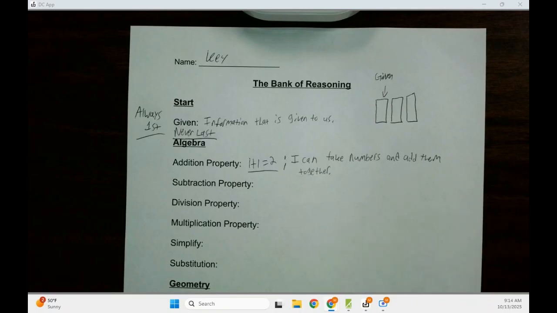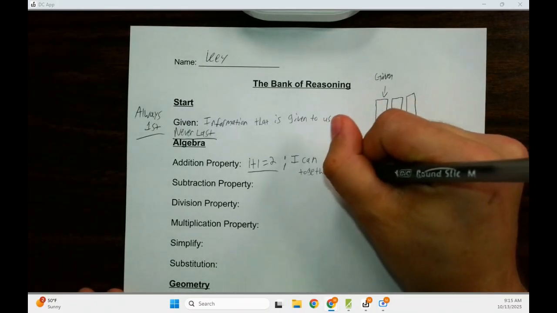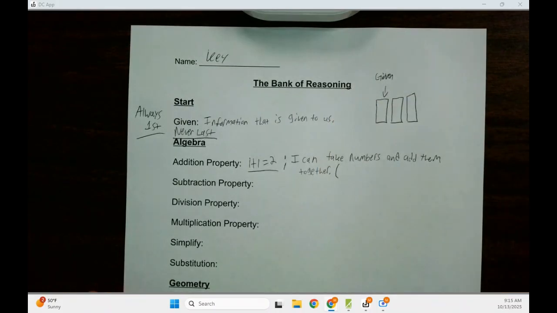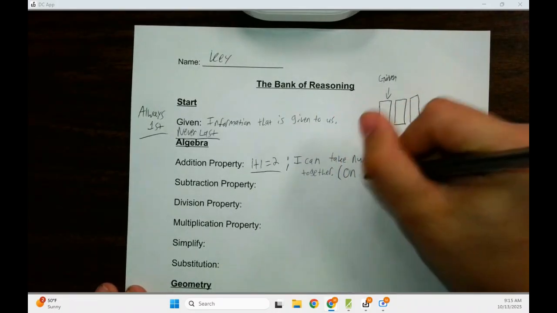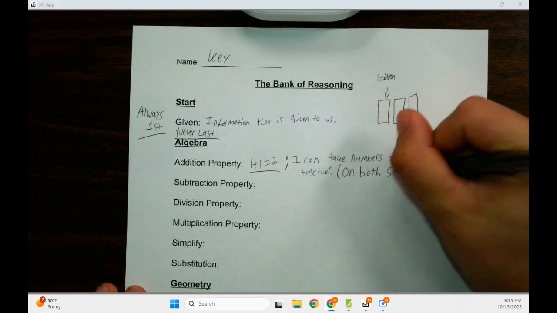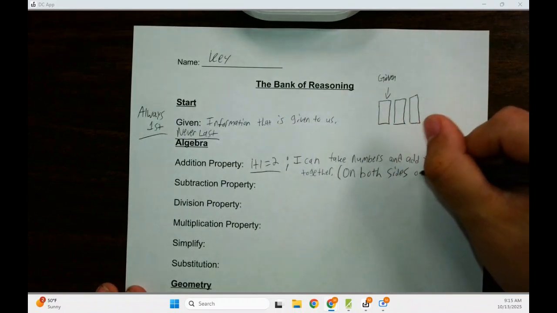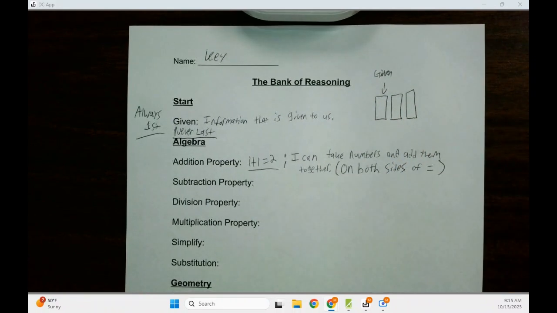Here's where we're in high school now, right? This is like 10th grade, 11th grade. Here's where we get into the real depth, or more specific thing with this, okay? And here's what I mean. I'm going to put a parenthesis here to put something together. On both sides of the equal sign. Okay, I want to break that down.